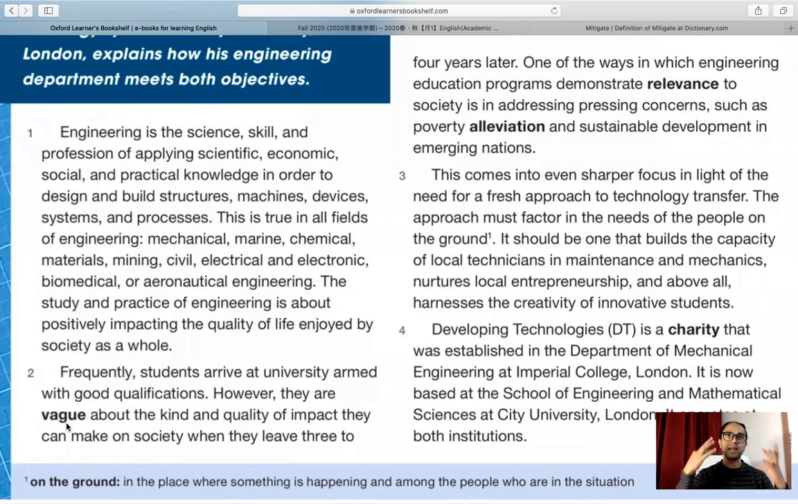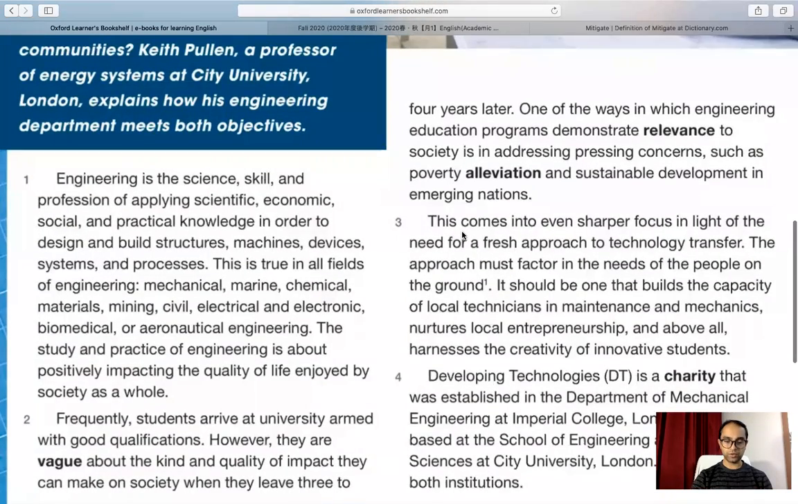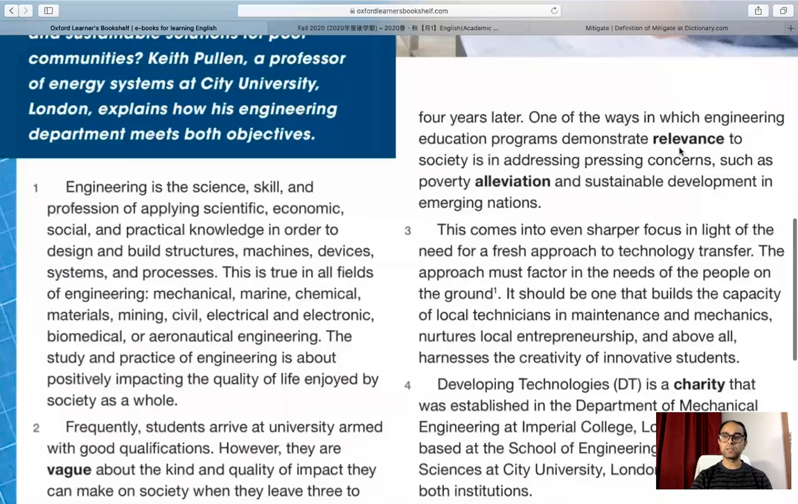So you have an idea in your mind, but you're not clear. You don't have a clear idea. You can say, oh, that's a vague idea, okay? The other word you have over here is relevance. Relevance is something that's relatable, something that has important relation. One of the ways in which engineering education programs demonstrate relevance to society, meaning the importance to society. Another is such as poverty alleviation.